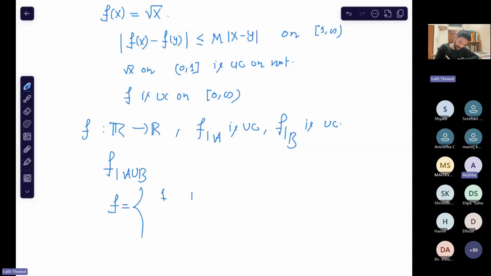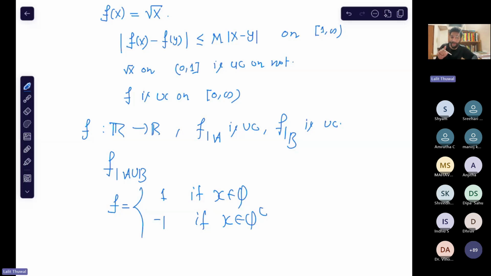Then we do it like this. If x belongs to Q complement, and when you see f on Q, this is a constant function, so uniformly continuous. When you look at f on Q complement, this is again a constant function. So this is uniformly continuous on both Q and Q complement. But on their union, it is not even continuous, right?